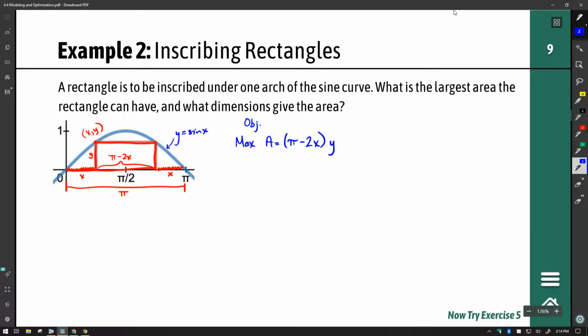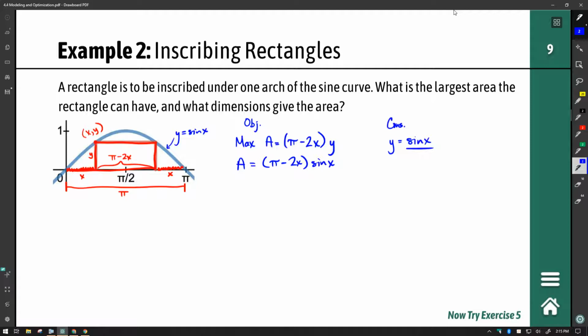So that's in two variables like example 1 was, but we also know as a constraint that y is equal to sine of x. We know that from the graph of the sine curve there. So we can replace y with what it's equal to, sine of x. So that makes the objective function A for area equal pi minus 2x times sine of x. All right, we've got our objective. It's written in one variable.